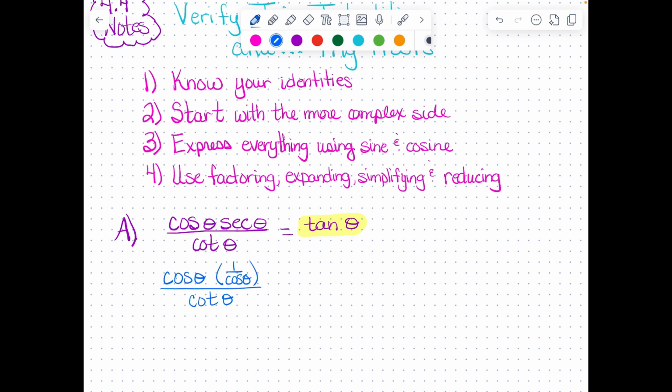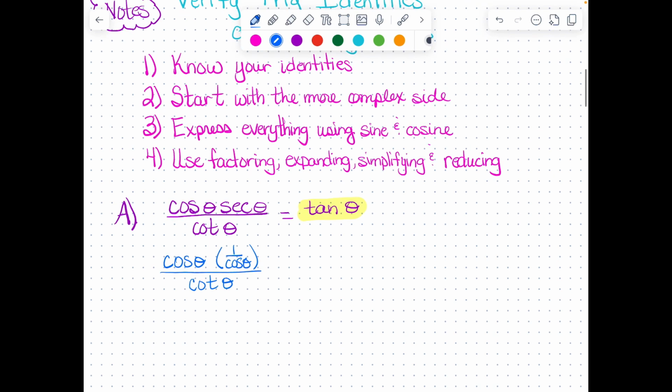So we're now going to see if we can simplify cotangent down. At the top, you can think about this cosine of theta over 1 and 1 over cosine, they would actually reduce down to 1. So what I have is 1 over cotangent. I know that 1 over cotangent is going to give me the reciprocal of cotangent, which is tangent. So I can be done there. That can be the same thing as tangent theta.